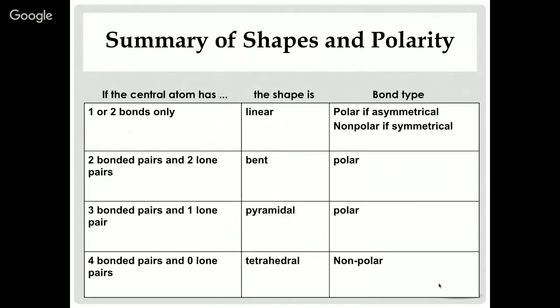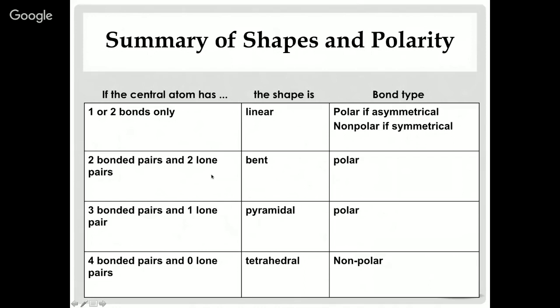So here's a summary of our shapes and polarity. So if that central atom has just 1 or 2 bonds to it, it's going to give us a linear shape. Linear is the only shape that could either be one or the other. It could be polar if it's asymmetrical, or it could be nonpolar if it's symmetrical.